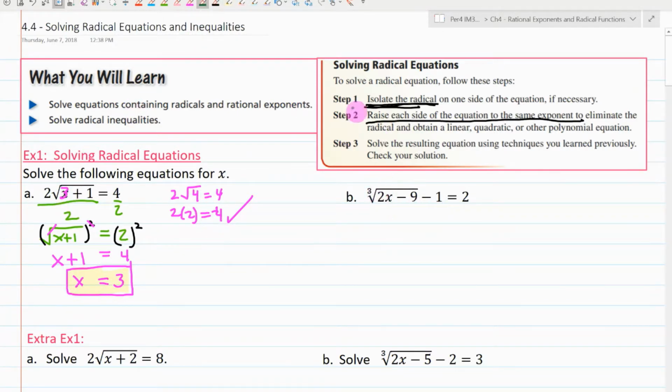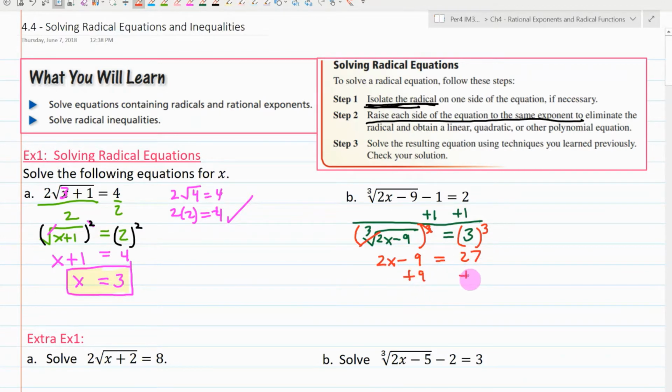Next, we're going to get the radical by itself. So we're going to add 1 to both sides. So we have the cube root of 2x minus 9 is equal to 3. Now, I know the cube root of 27 is equal to 3, so that's pretty good to know that the inside of this has to be 27 in order to do the actual math here. The easiest way to do this is to undo the cube root by cubing both sides. So then this cancels with that. So you get 2x minus 9 is equal to 27, just like we talked about.